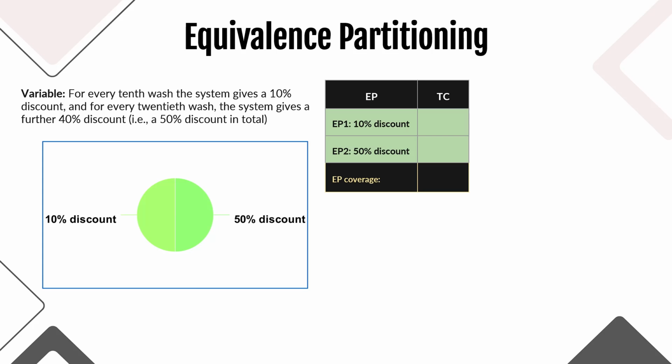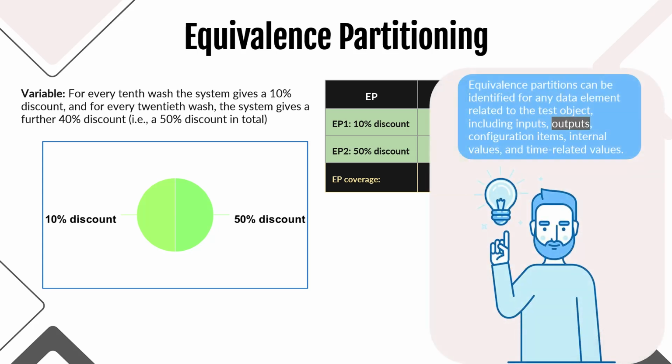We can define two valid equivalence partitions, 10% discount and 50% discount. We know that by reading the description of the question and seeing the numerical values of the number of washes, it looks like we need to determine the equivalence partitions based on the number of washes. But in this example, we have to use the output data, discount percentage. The number of washes will be our test cases, not the equivalence partitions. We'll get back to that in a minute.